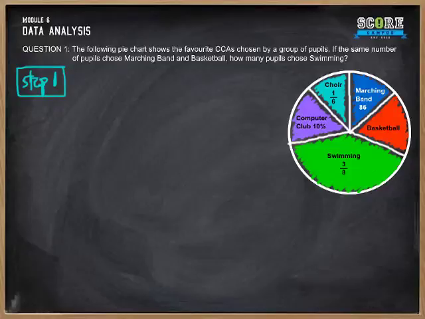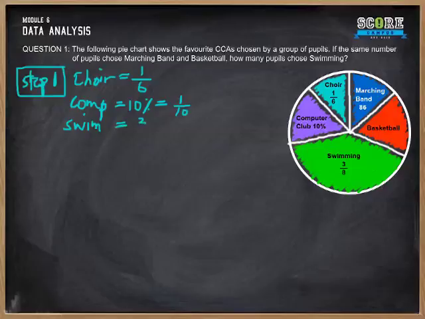So step 1, what's the fraction for choir? Write that down. Step 1, choir is 1/6, right? And computer club, write that down as well. It's 10%, but 10% when you convert it to a fraction, you get 1/10. So write down as a fraction 1/10. And the last one is swimming. Swimming is 3/8.